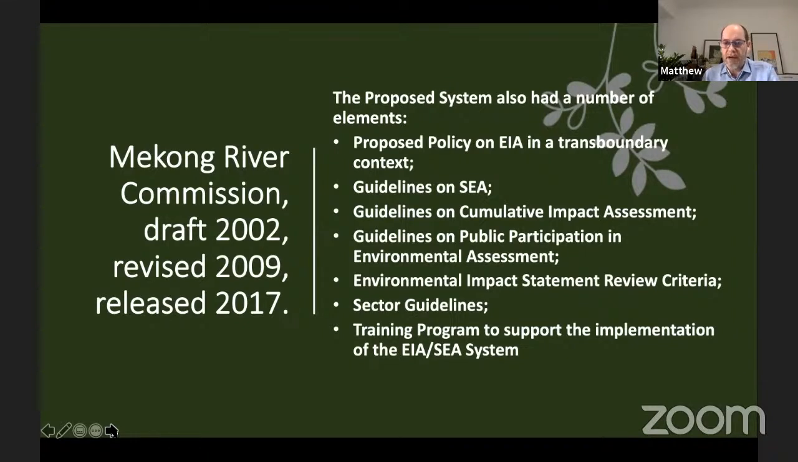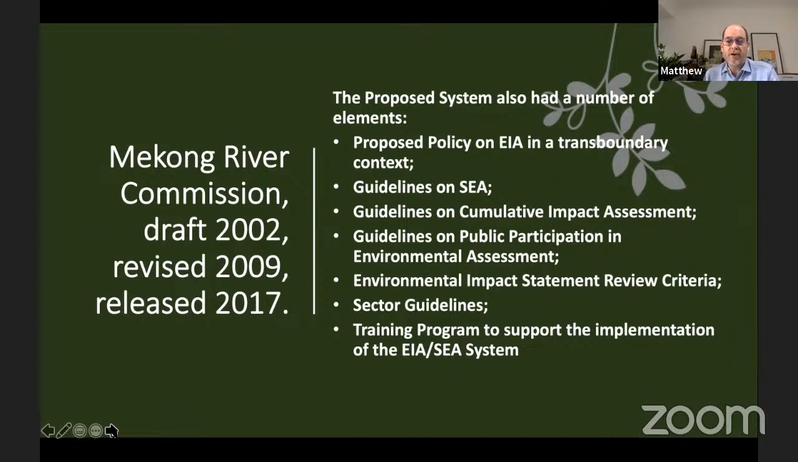However, they still remain a draft. So in some respects, although the Mekong River Commission certainly has some elements of transboundary environmental impact assessment, the final system has not yet been fully adopted. One of the reasons might be because these proposed systems had a number of obligations, which included conducting all of these before the national state approved the particular project.